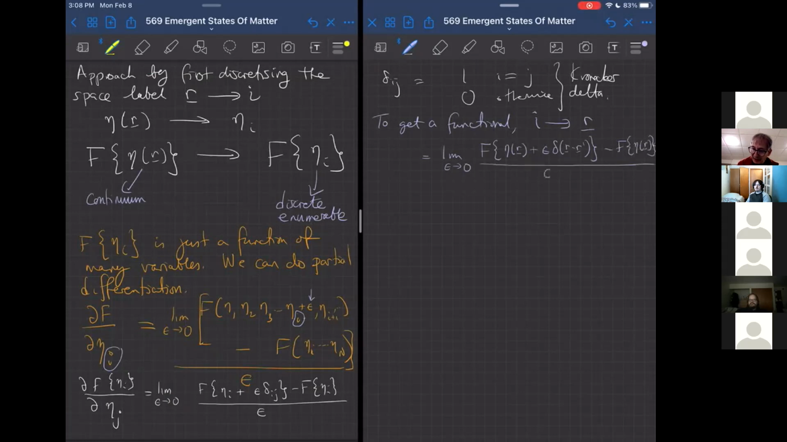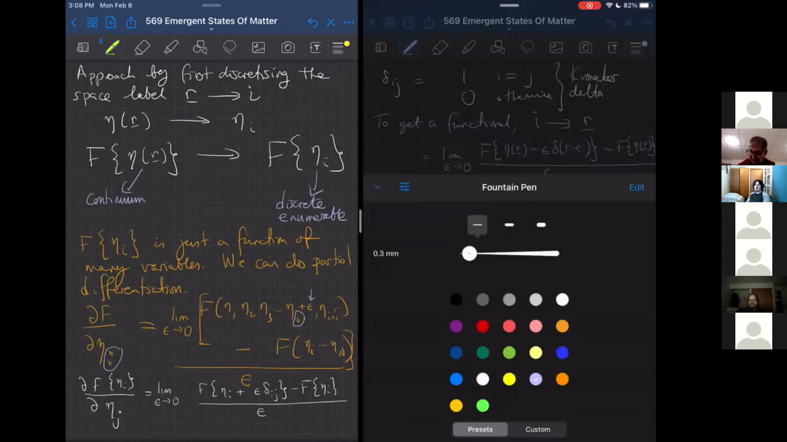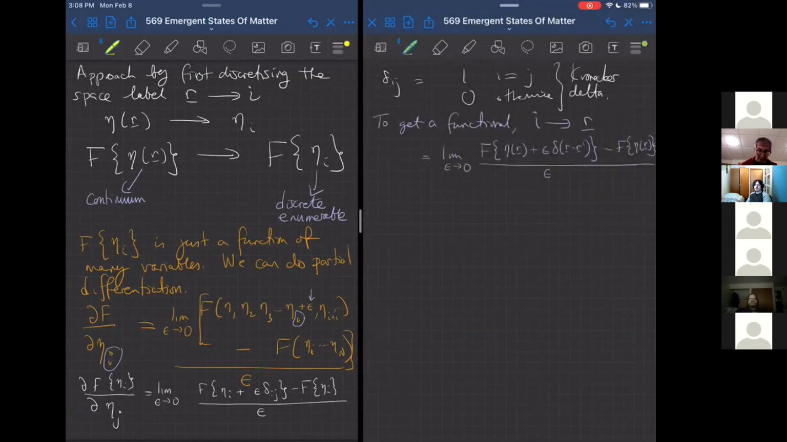Minus the function of eta, then divided by epsilon. And so this thing is the continuous limit of a partial derivative. And so we write this in the following way, as df eta of r divided by delta eta of r prime. So I want to just make sure you notice here the parallels.